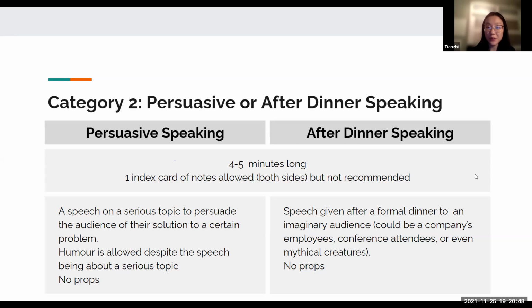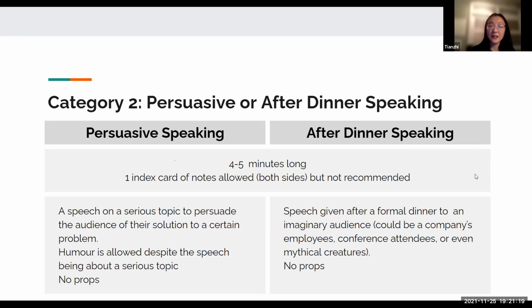Next, after dinner speaking. So for after dinner speaking, this is a speech that is a little bit less formal. It's supposed to be more lighthearted, more humorous. And that is because in the name, you are literally giving a speech after dinner. So imagine everybody being well-fed, you're chatting amongst each other, and then you have to come up and give a speech to these people.